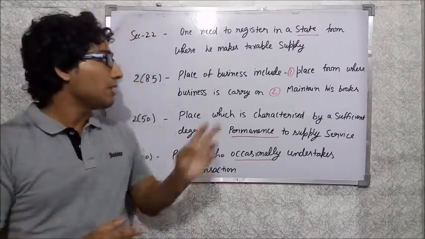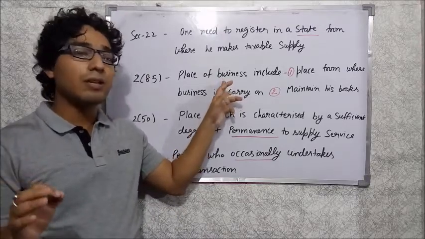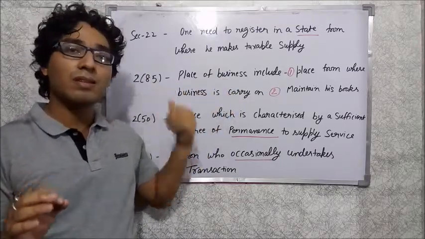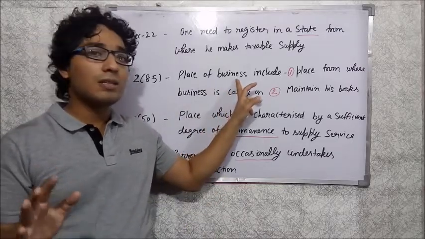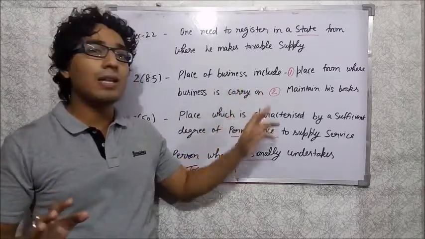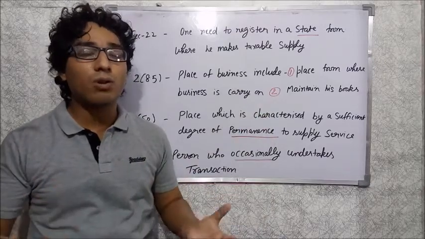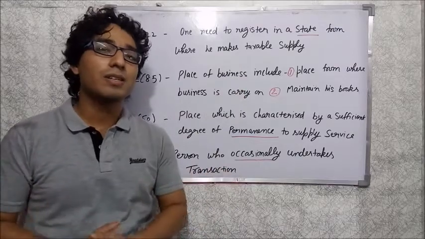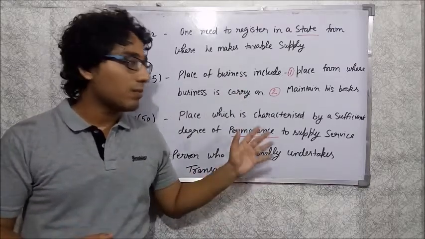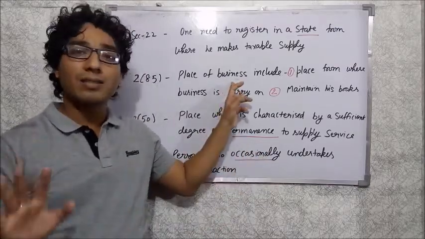The definition of place of business is provided under Section 2 subsection 85 of the CGST Act, which says that the place of business includes... That is not a complete definition, I am just giving you the extract of that definition, otherwise the board will also be very filled, or you can't interpret the other meaning. So therefore I am just giving you the extract here.